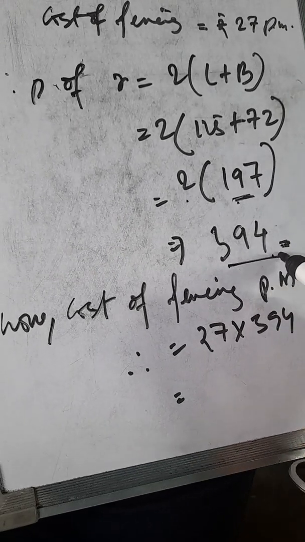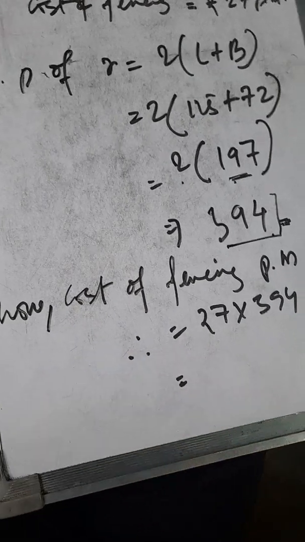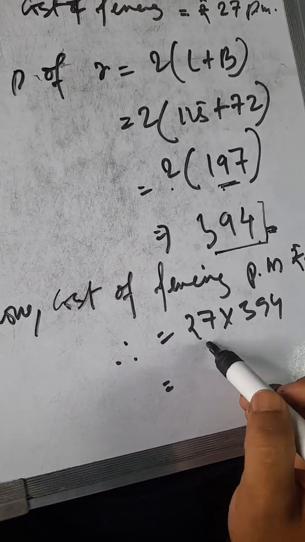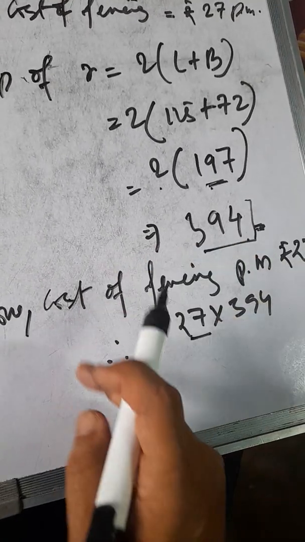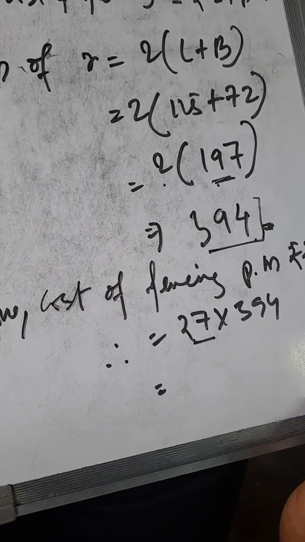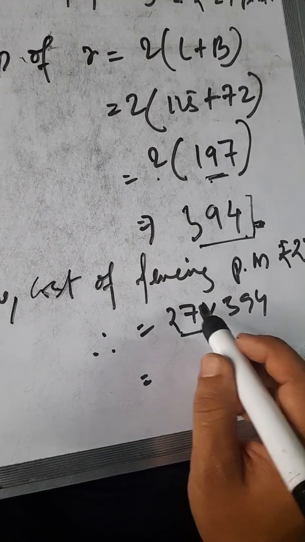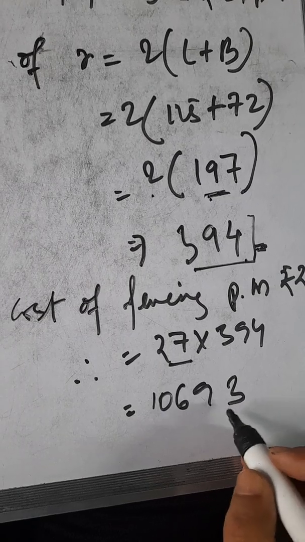So this particular space will be fenced. For the cost of fencing, you have to fence this area. The rupees is given here, 27 per meter. So if you make the fencing of all the area, then what will the total value be? Multiply 27 into 394, the value will be 10638 as the answer.